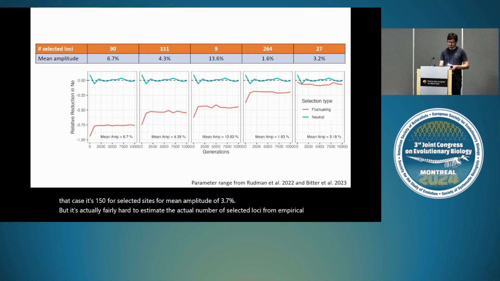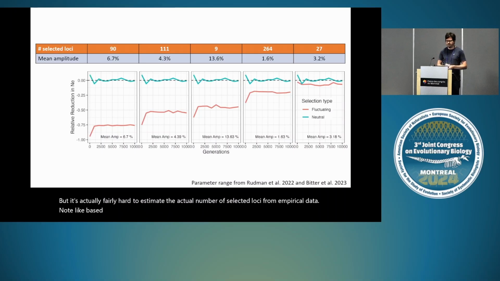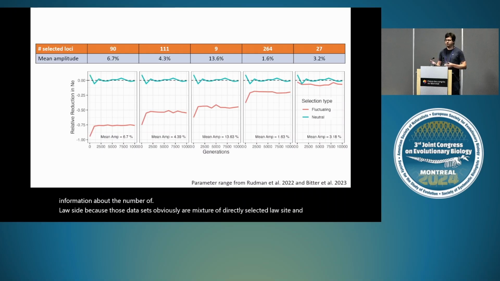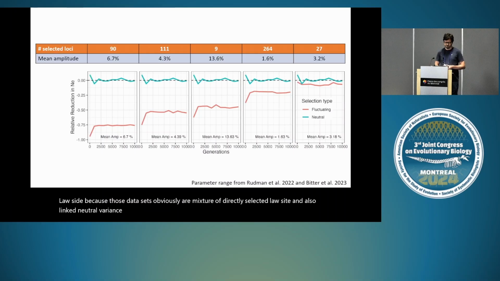Based on how conservative, how strict you want to be with the definition of selected loci from empirical data, you can come up with maybe on the order of a few hundred loci all the way down to maybe just 9 loci. So it's just very hard. We don't have good information about the number of selected loci, because those data sets obviously are a mixture of directly selected loci and also linked neutral variants that also fluctuate.